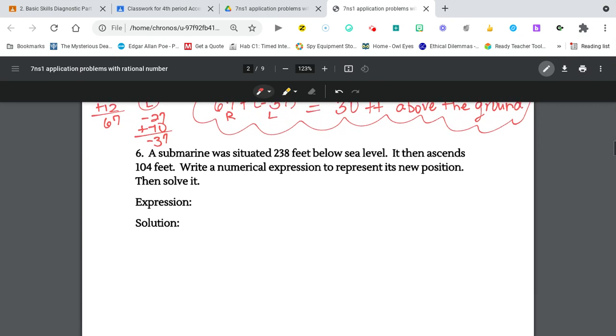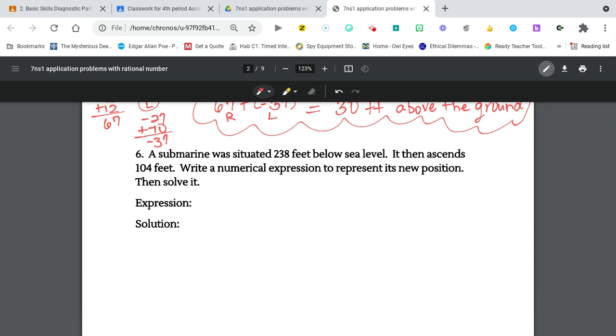Okay, let's take a look at 6. It says a submarine was situated 238 feet below sea level. Already right there, I know that number is negative. I can represent that with a negative 238 feet because it uses the word below. It then ascends. Ascends means it went up 104 feet. So I want you to write an expression to represent its new position. So it started here. So I'm going to put negative 238. If it ascended, it went up. So plus 104. And let's see, that's to the left and that's to the right.